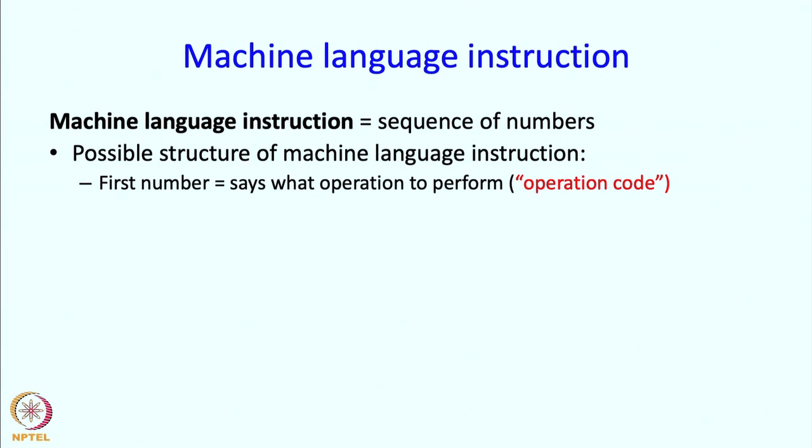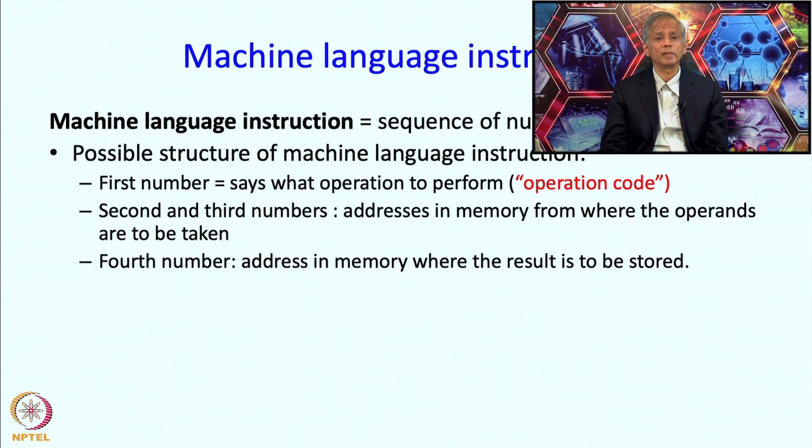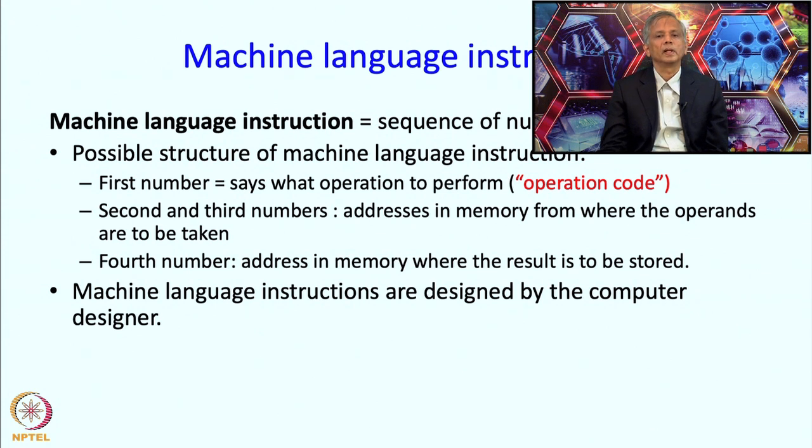So the first number tells what operation to perform, or it codes the operation to be performed. The second and third numbers could be addresses in memory from where the operands are to be taken. And possibly the fourth number might be the address in memory where the result is to be stored. I just made up this format, but somebody has to make up a format, and the machine language format as well as the instructions are designed by the computer designer. So the computer designer says that the structure is going to be this or some other structure, but just for concreteness, let's assume that the structure is exactly this.